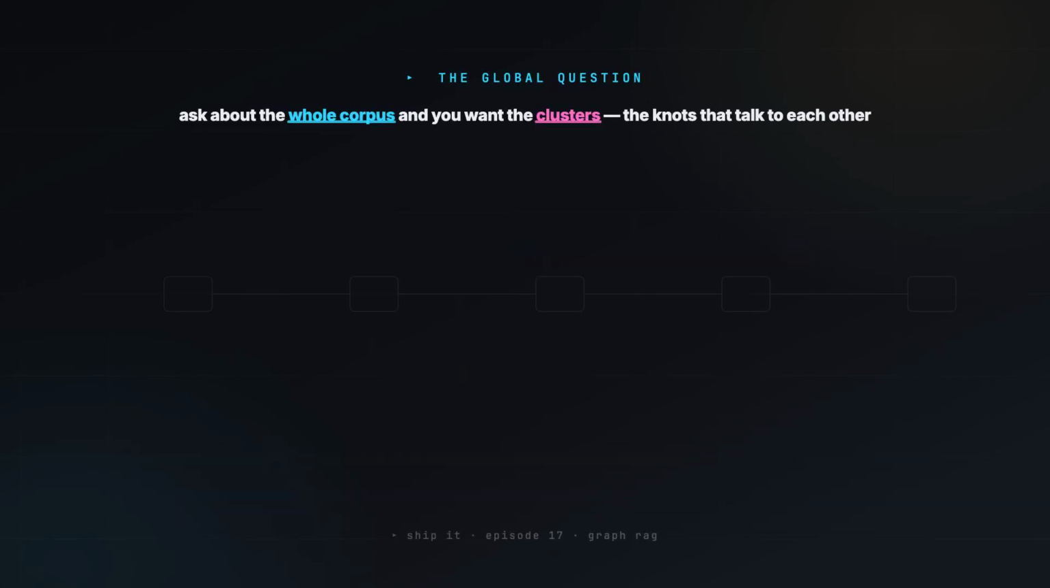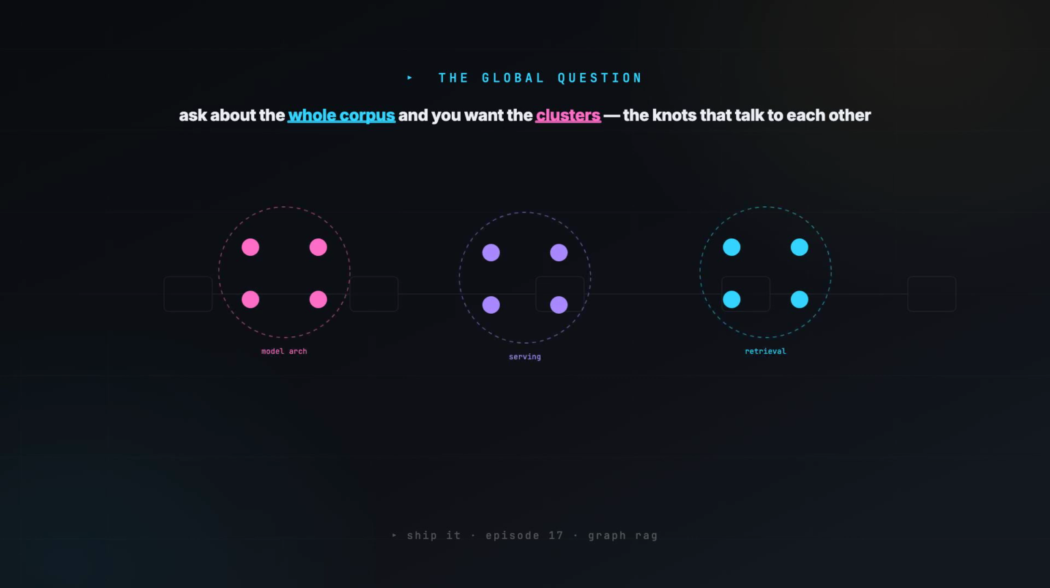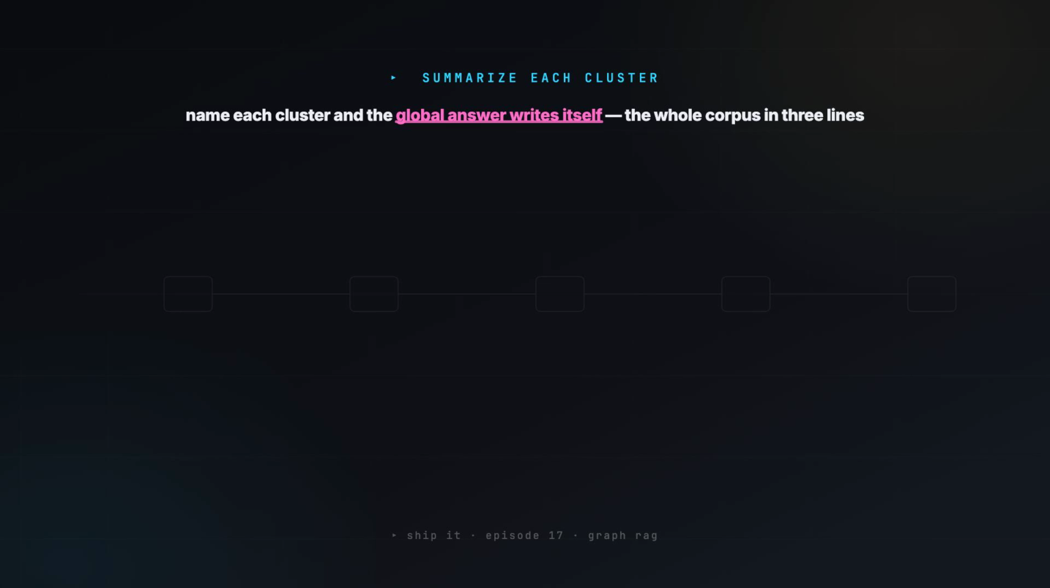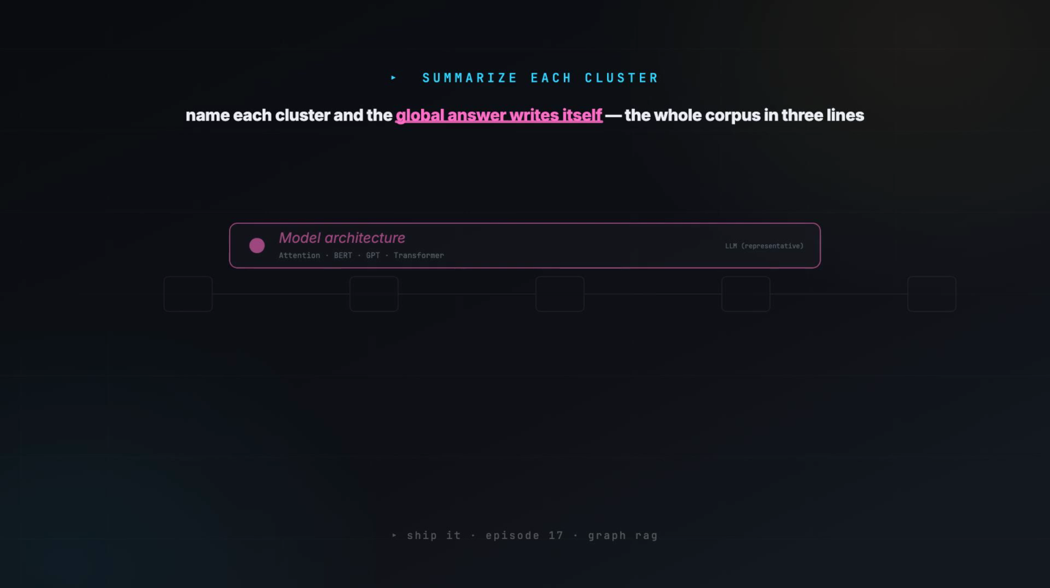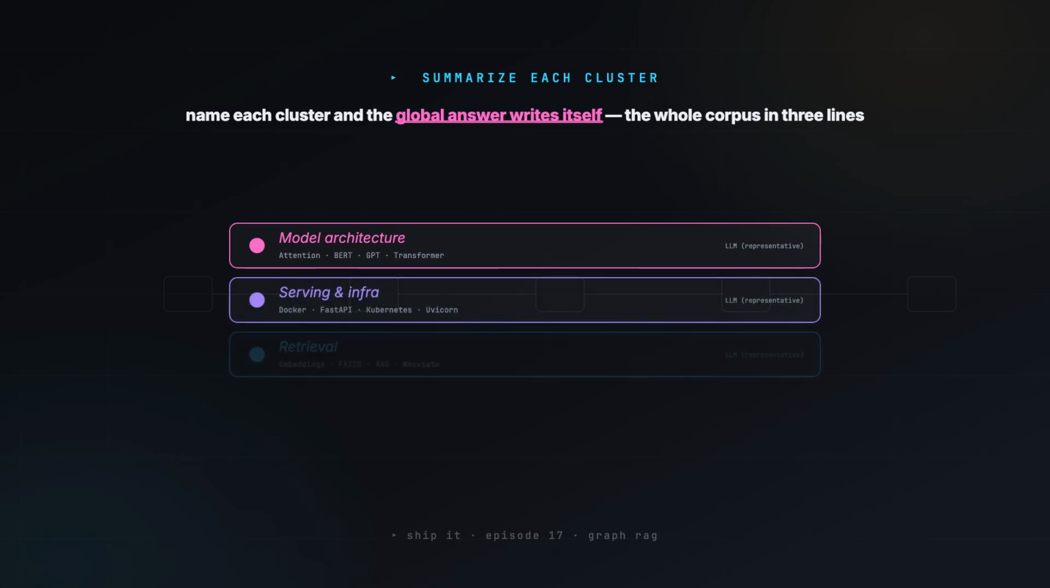The second kind of question is global. What topics does this whole corpus even cover? No single neighborhood answers that. You need to step back and find the clusters, the tight knots of entities that talk mostly to each other. That clustering has a name, community detection. Once you have the communities, the global answer writes itself. Summarize each one. This community is about model architecture, this one about serving, this one about retrieval.